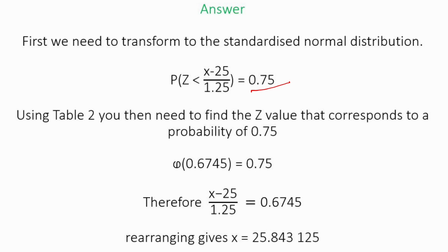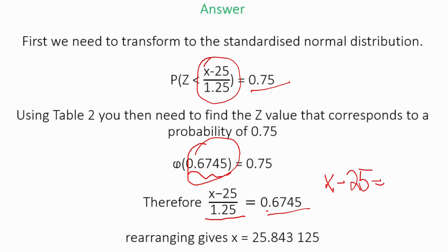We know from the previous slide that this is the number that corresponds with the 0.75 probability. So we can equate this part here to this part here, which is what's happened here, and work out what x is. This is perhaps the trickiest part, which I haven't put in here. To work out what x is, the first thing we need to do is multiply both sides by 1.25. So we would end up with x take away 25 equals 1.25 times 0.6745. And then the second thing we do is add 25 onto both sides.